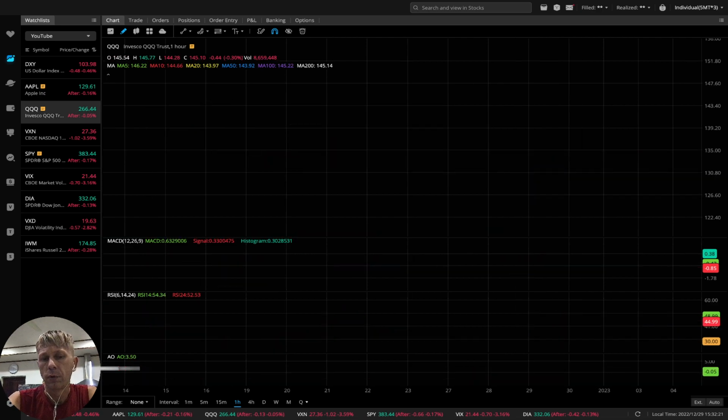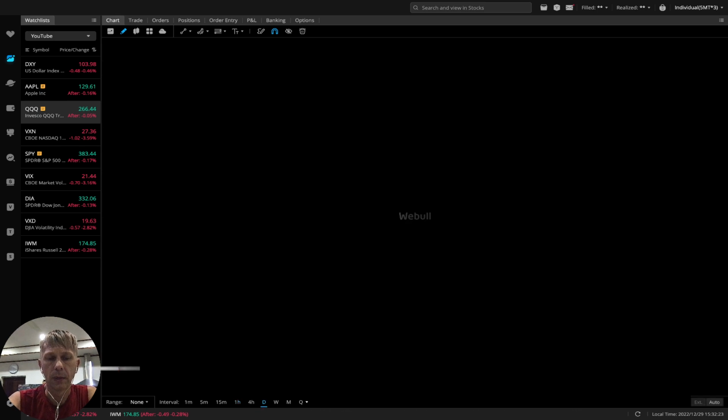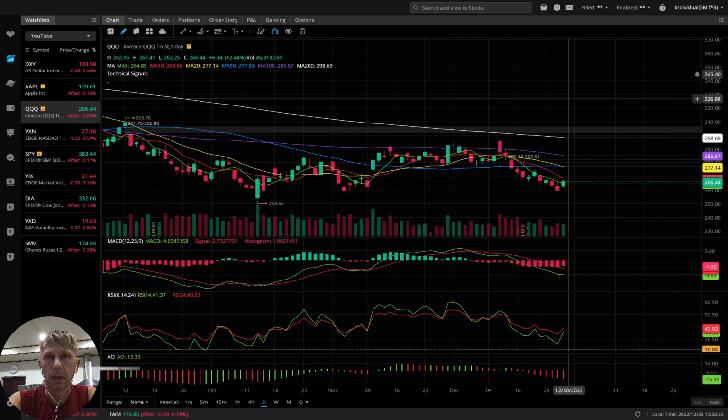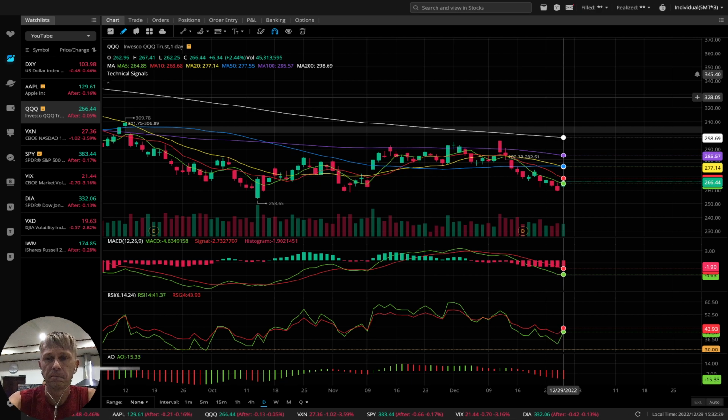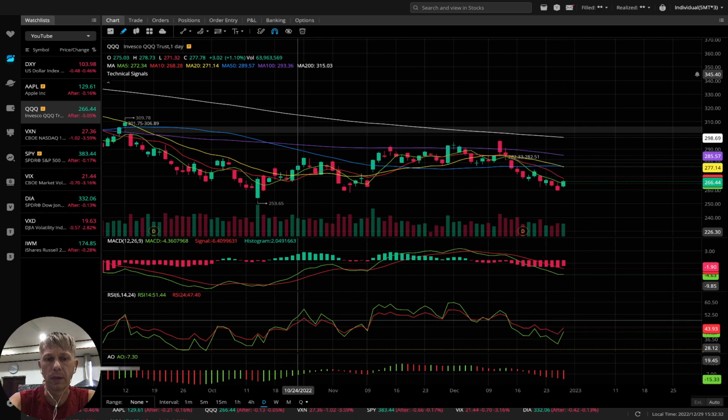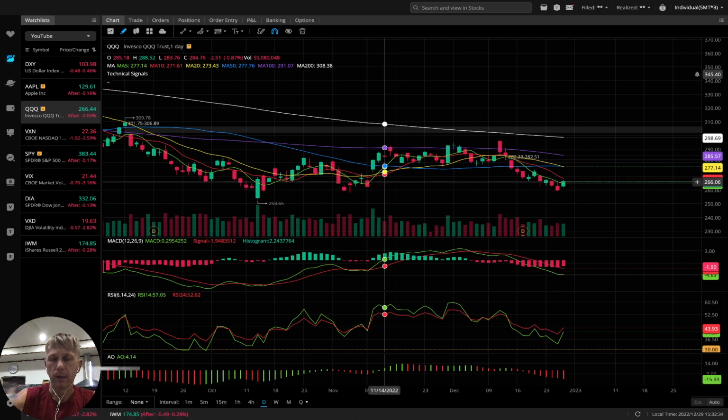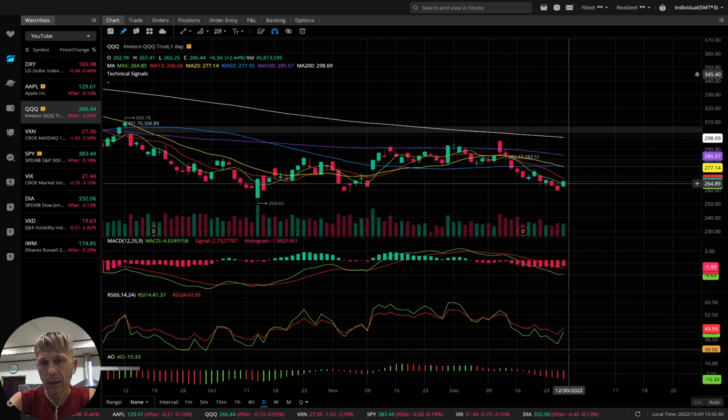Okay, let's move to QQQ. Sorry, daily. QQQ daily. Let's start: it was a green day, a green bar. The last bar connected to MA5.